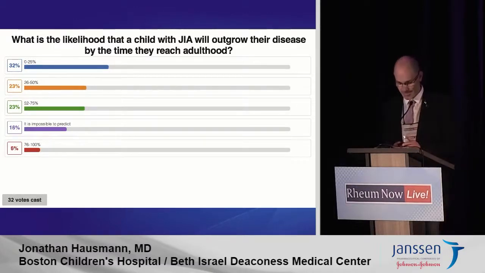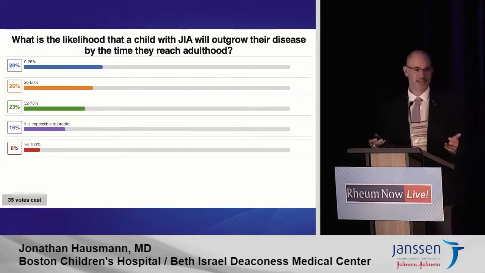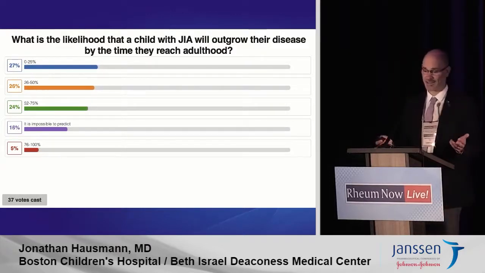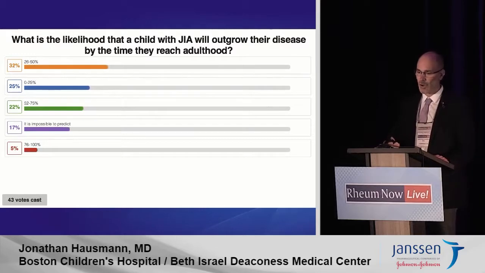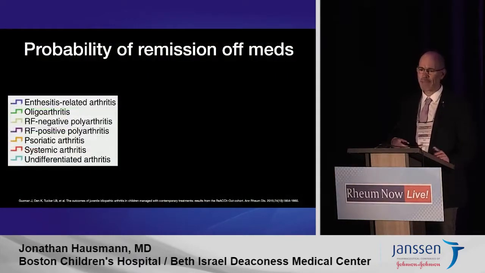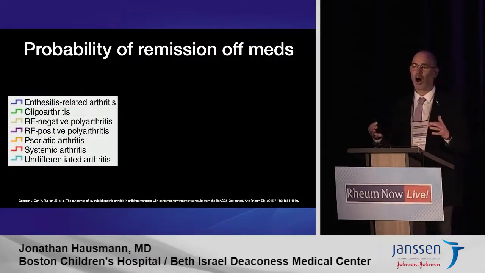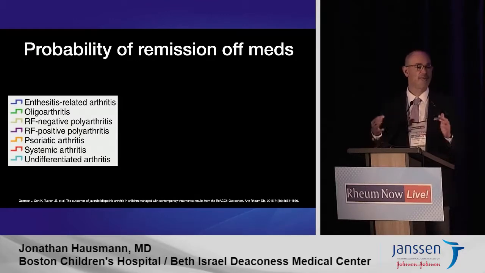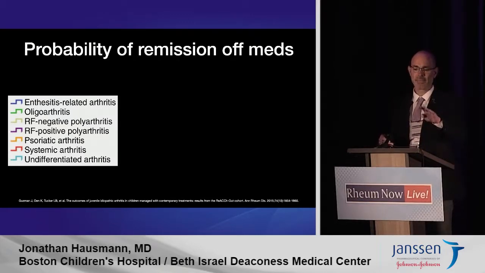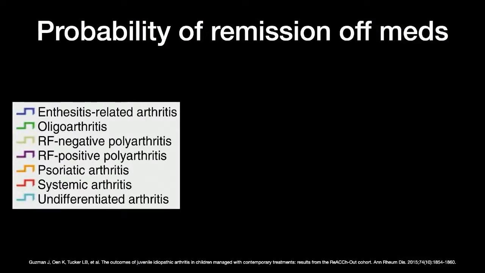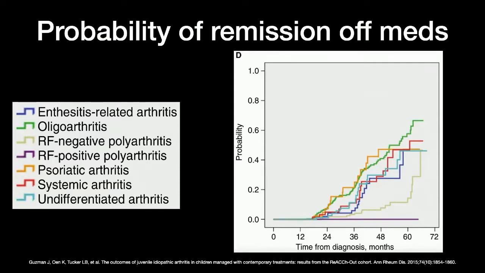Interesting. And the correct answer is, it really depends. I don't know what the right answer is. I can show you some data. So this is data, the probability of remission off medications in 5 years. This is from, I think, about 1,000 children in Canada. The different colors represent the different ILAR categories, with the caveat that they're not very accurate and not very useful. But they tell an interesting picture.